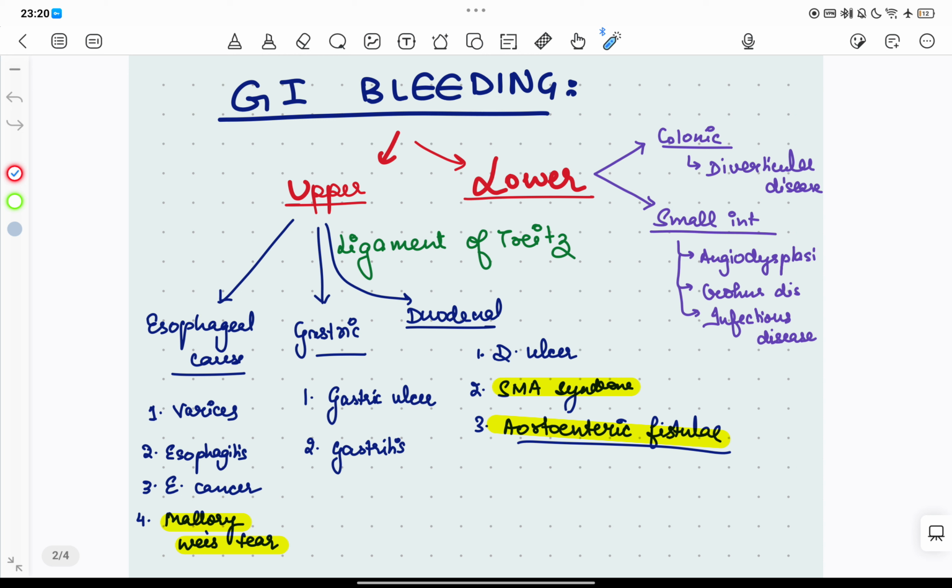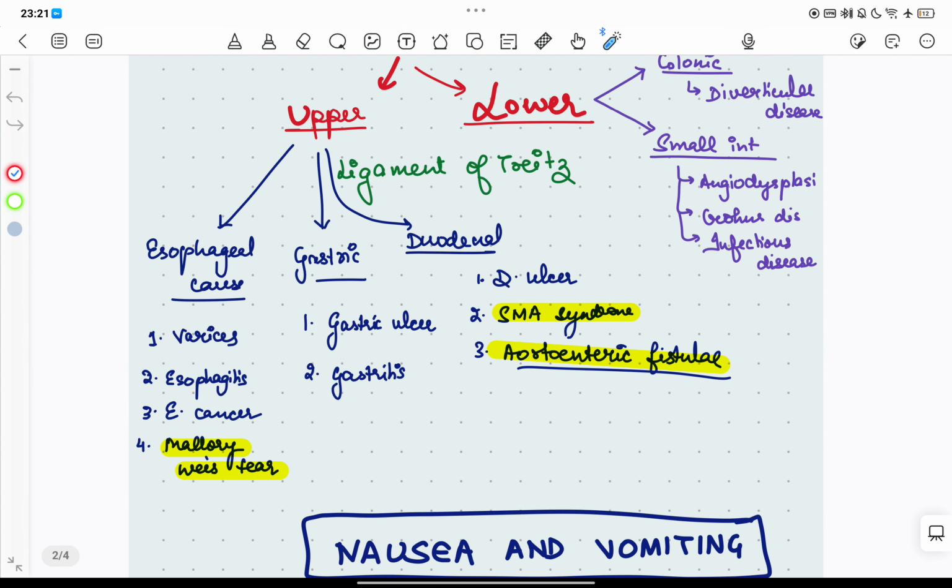GI bleeding can be of 2 types: upper and lower GI bleeding. This is differentiated on the landmark of the ligament of Treitz, but this is the anatomical landmark. When we go to the clinical side, we have esophageal, gastric and duodenal causes. The upper GI bleeding, in esophageal cause, could be esophageal varices, bleeding in the upper end of the esophagus, or inflammation of the esophagus, that is esophagitis. Esophageal cancer could be there, or Mallory-Weiss tear.